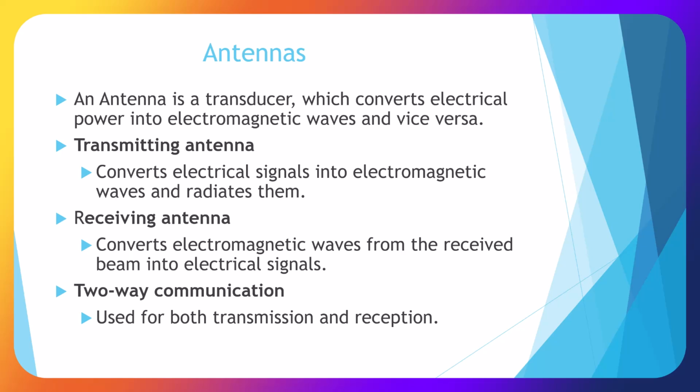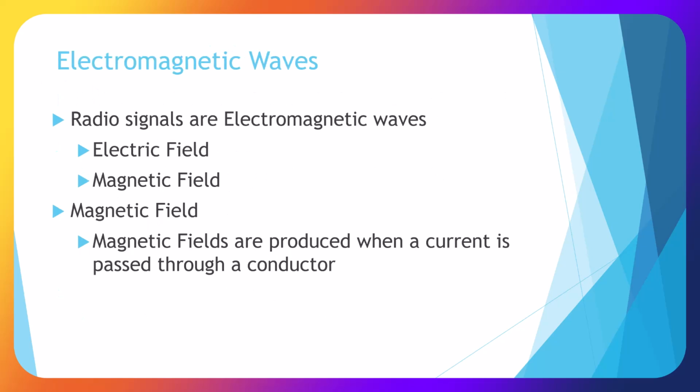Antennas are transducers which convert electrical power into electromagnetic waves. Transmitting antennas convert electrical signals into electromagnetic waves and radiate them. A receiving antenna converts those electromagnetic waves from the received beam into an electrical signal. Two-way communication is used for both transmission and reception.